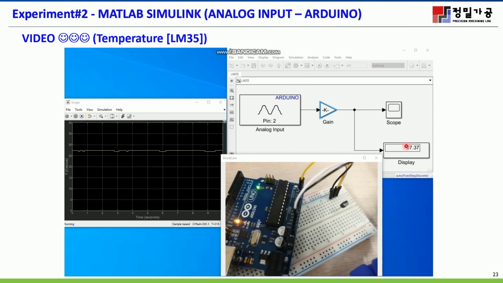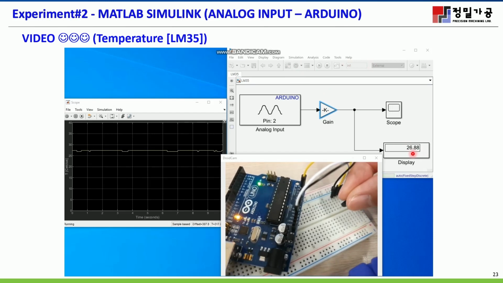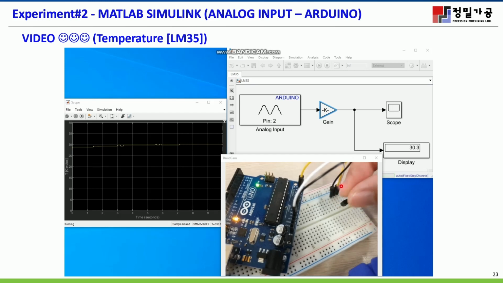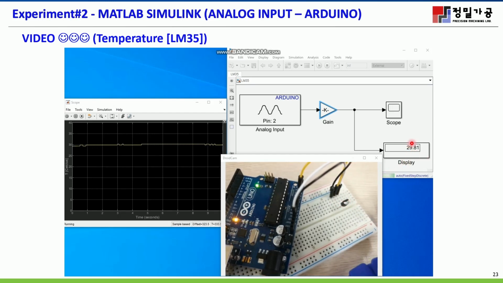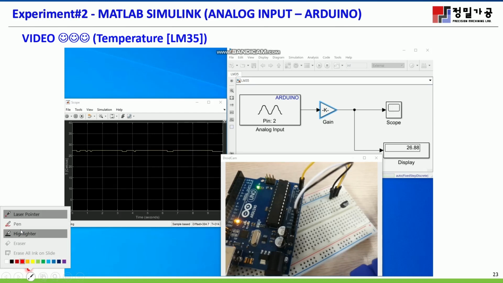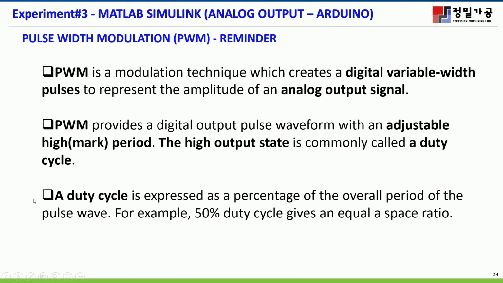After you run the Simulink, you can see the temperature is about 27, 28 degrees. This graph will increase when you touch the sensor. The sensor will measure the temperature of your finger, of your body. My body temperature is around 30 degrees centigrade. It makes sense, right? Of course, this is a video, so you can pause it.